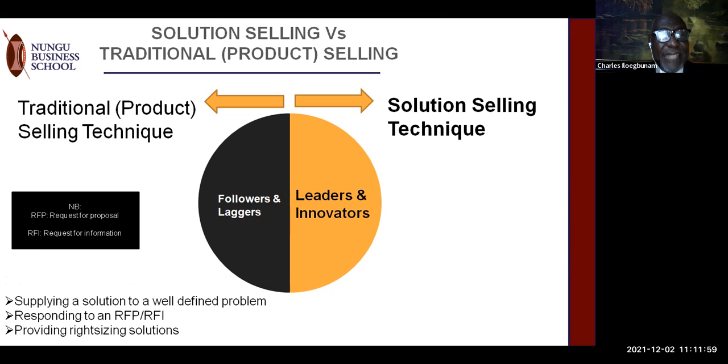In traditional selling, you supply a solution to a well-defined problem. You know the problem. People wanted milk. People wanted food. So you open a mama put. So you give them what they wanted. You are responding to a request for proposal. You are responding to a request for information. Somebody wanted food, you give him food. Somebody wanted water, you give him water. You are providing a right-sizing solution. He wanted a bottle of water, you give him a bottle of water.